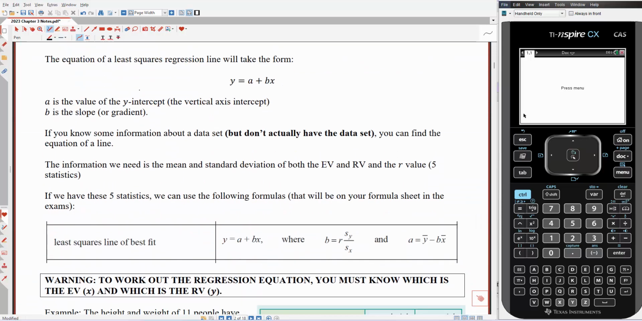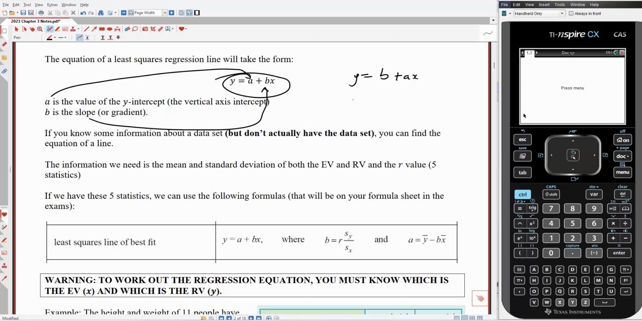Okay, so the equation of a least squares regression line will take this form here, where A is the value of the y-intercept. Okay, so this thing here is the y-intercept. And B is the slope, or the infamous gradient that you would have heard about since year 8. Now that can also be written in the following form, y = AX + B. There's heaps and heaps of different forms for it.